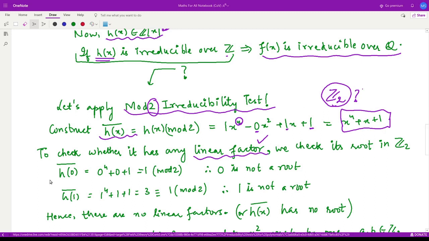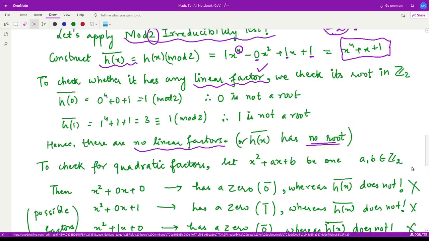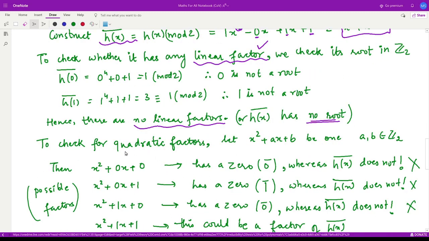You just have to check h bar 0, that is 1. So 0 is not a root. h bar 1 is 1, so 1 is also not a root. That means there are no linear factors. So h bar x has no roots. From here we cannot directly say that it is irreducible. We have to check whether some other factors are possible or not. So we'll check for quadratic factors.